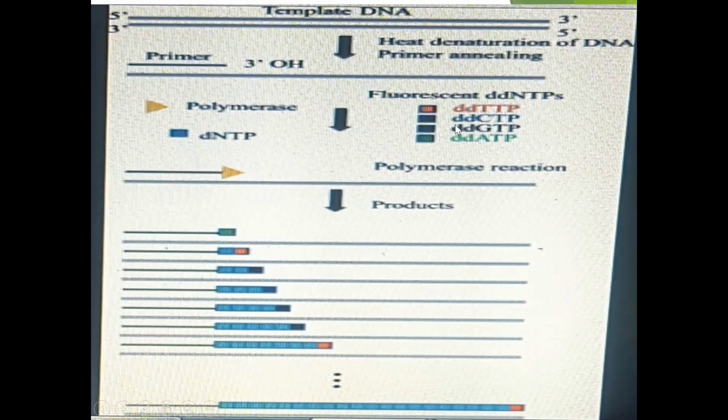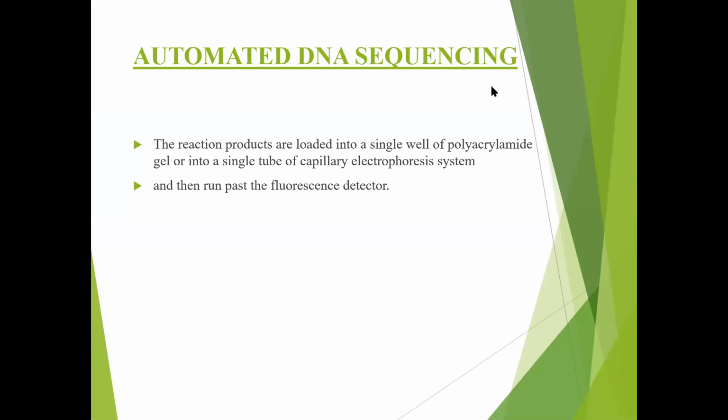Since these chain terminators are added at all possible termination sites, the chain termination will take place and it produces a ladder of progressively longer molecules. After these molecules are generated, we separate them by polyacrylamide gel electrophoresis, and then we can read the gel. Since the fluorescent labels are used, the whole procedure can be automated.